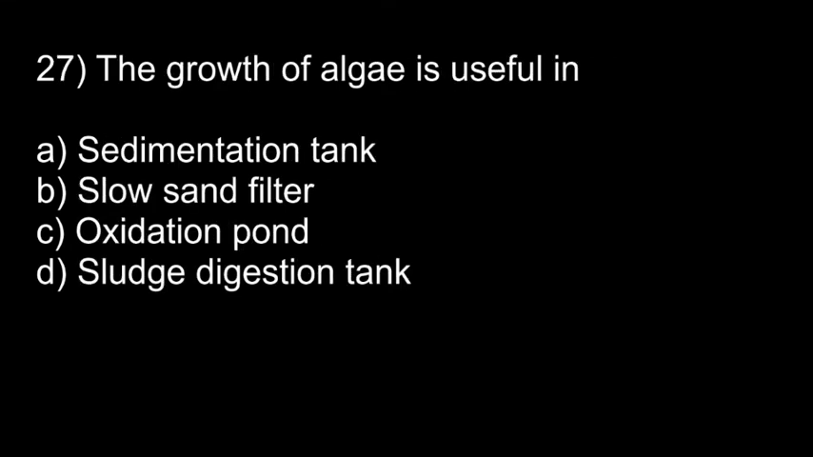Next question. The growth of algae is useful in: option A, sedimentation tank. Option B, slow sand filter. Option C, oxidation pond. And option D, sludge digestion tank. The growth of algae is useful in oxidation pond. Option C is the answer.